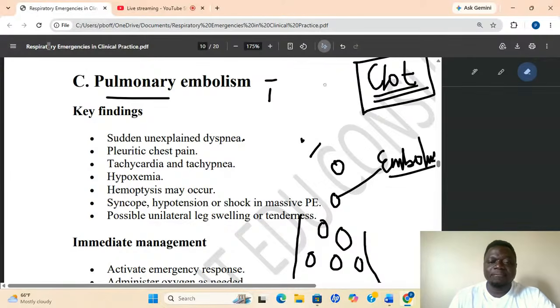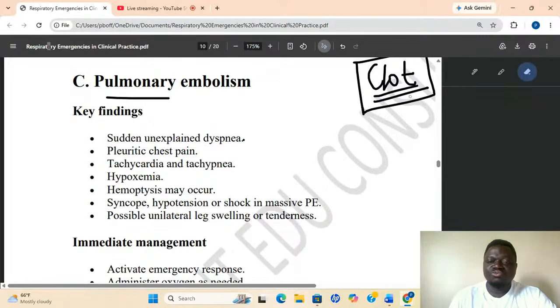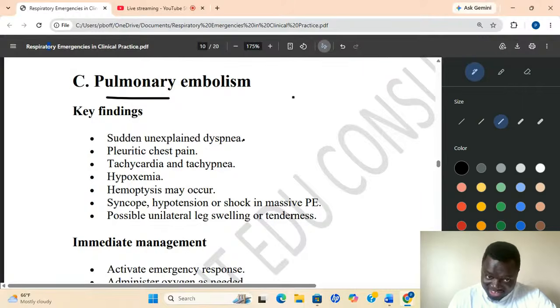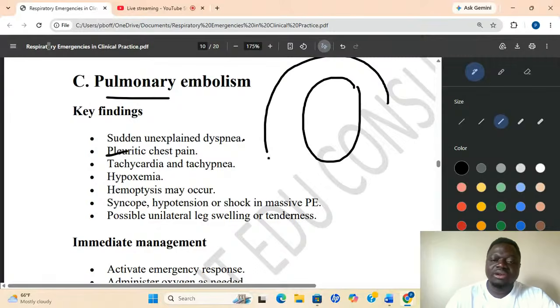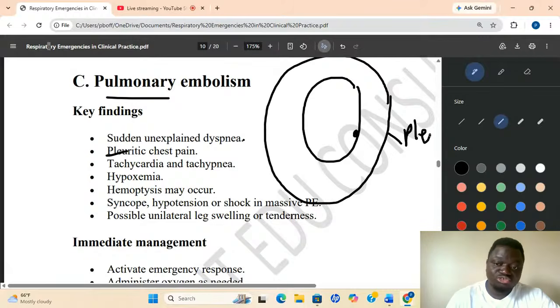Pleuritic chest pain. How will you know that the patient is having pleuritic chest pain? It comes from the word pleura. So we have the lung, and we have a certain covering that is wrapped around it, like the heart. So this is the lung, and this is the pleura.